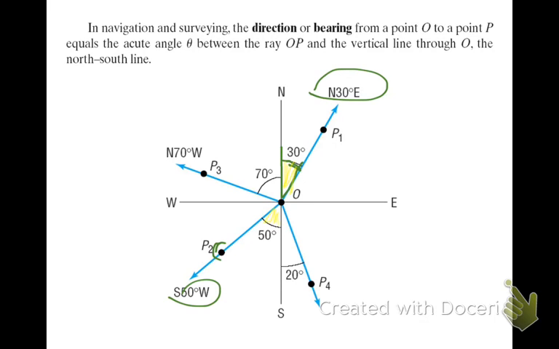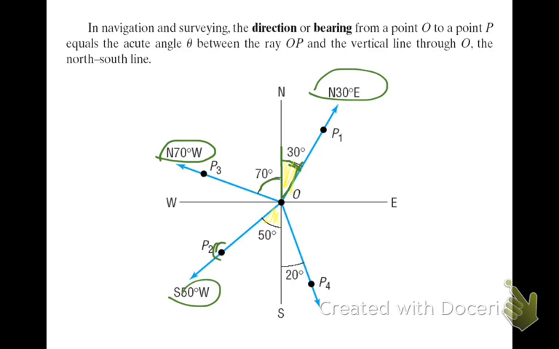And if we look at point 3, the bearing on point 3 is north 70 west. So north 70, so off your north line, you're going to go west, so you're going to go off to the left by 70 degrees, and that would be your 70 degrees west.